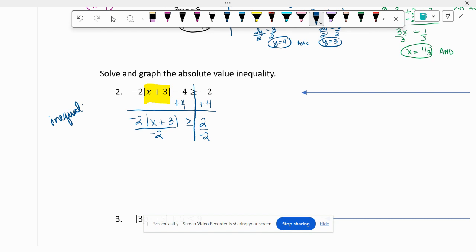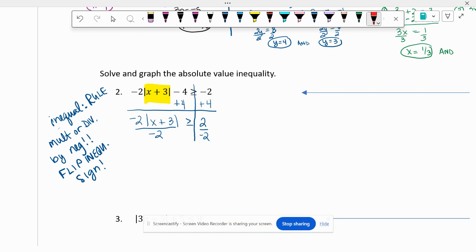So this is an inequality rule, right? It's really important. It says when you multiply or divide by a negative, you have to flip the inequality sign. Okay, that's important. That's a rule, right? That is something that you learned definitely in 8th grade or freshman year. So now I'm flipping the inequality sign.